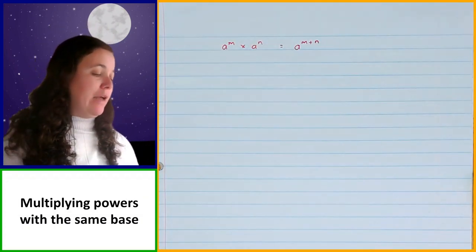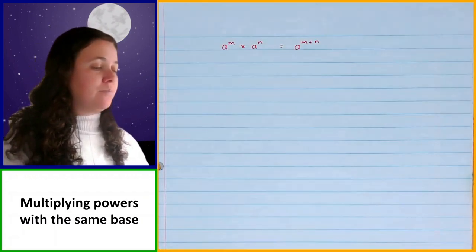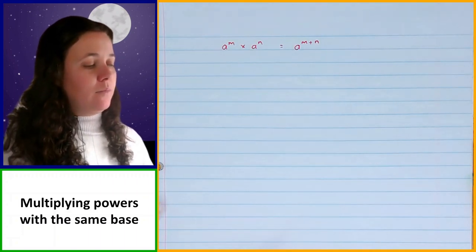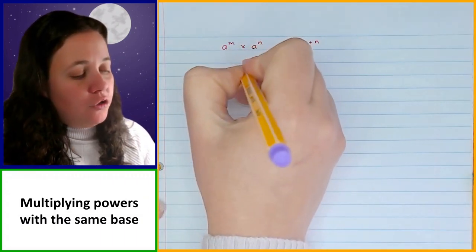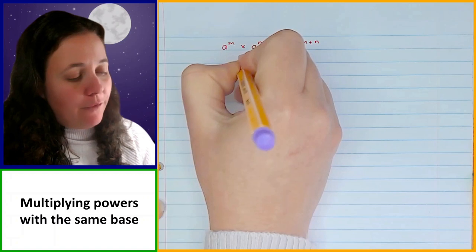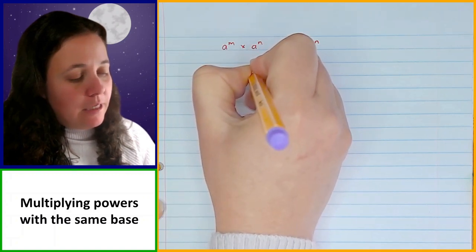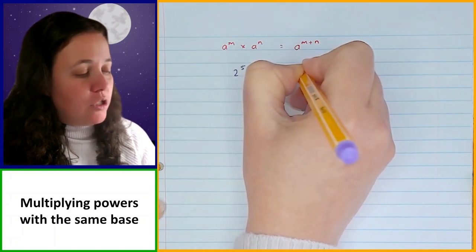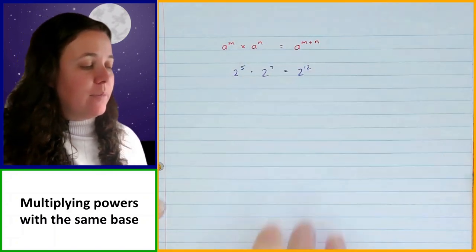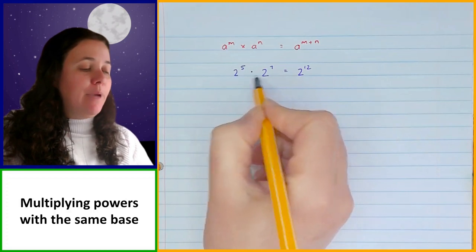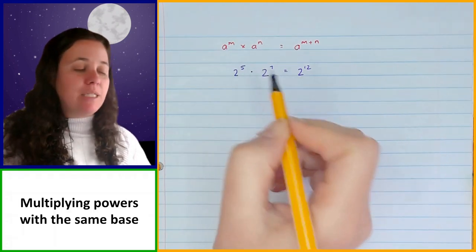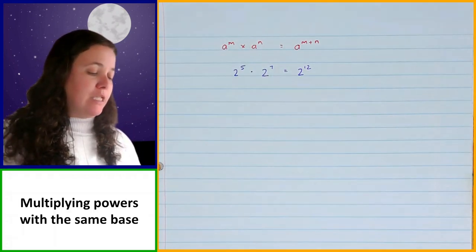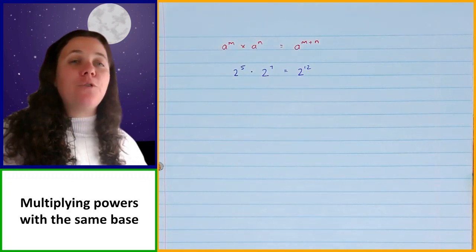And an example of that could be something like this. 2 to the power of 5 times 2 to the power of 7 is equal to 2 to the power of 12. Okay, so we have the same bases and we add the exponents because we are multiplying those powers together. So that's the first law that we learned.